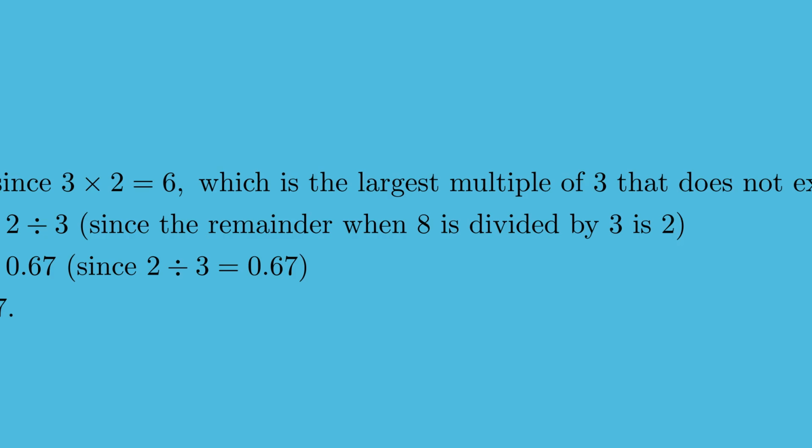In decimal terms, that remainder can be calculated as 2 divided by 3, which gives us around 0.67. The final answer, therefore, is the first calculation, 2, with the decimal version of the remainder added on, which is 0.67. Combined, that gives us 2.67. Thus, the correct answer is D.